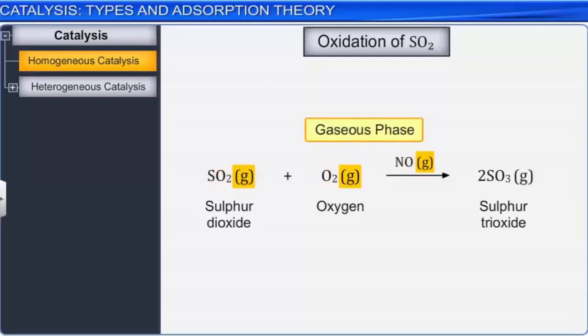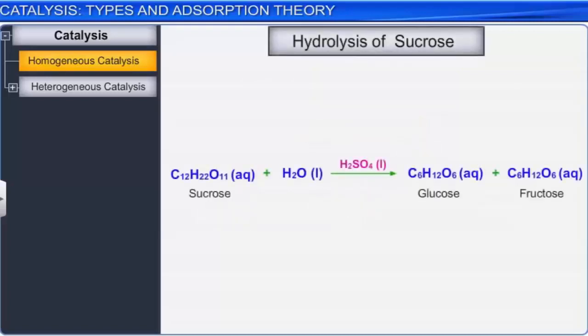A reaction where the catalyst and the reactants are in the same phase is called homogeneous catalysis. Homogeneous catalysts function in the same phase as that of the reactants. Consider the hydrolysis of sucrose solution in the presence of dilute sulfuric acid. The catalyst, dilute sulfuric acid, is in the same phase as that of the reactant sucrose, that is, in the solution phase. Therefore, this reaction is also an example of homogeneous catalysis.